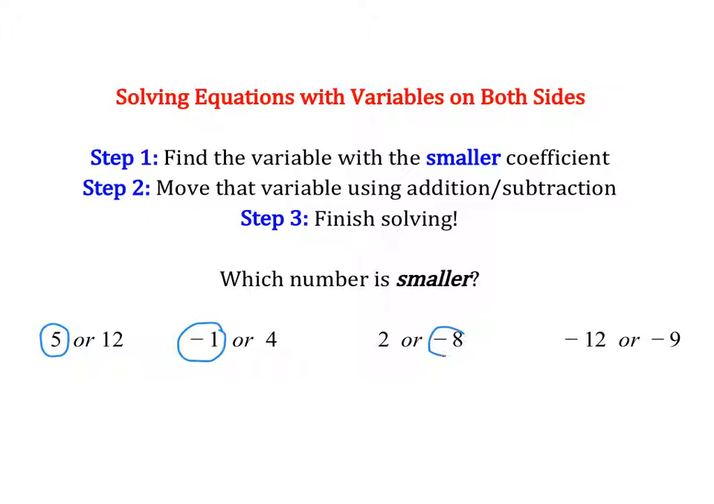A negative number is always going to be smaller than a positive number. And in fact, for negatives, the bigger it looks, the smaller it actually is because it's more negative. So if you have something like this, I know that negative 12 looks bigger because 12 is bigger than 9, but negative 12 is more negative. So once again, for negative numbers, the bigger it looks, the smaller it actually is.